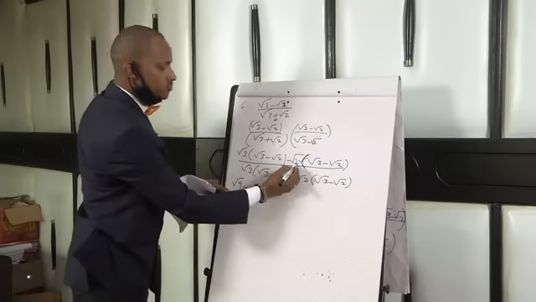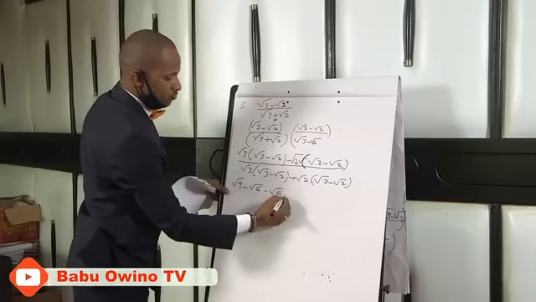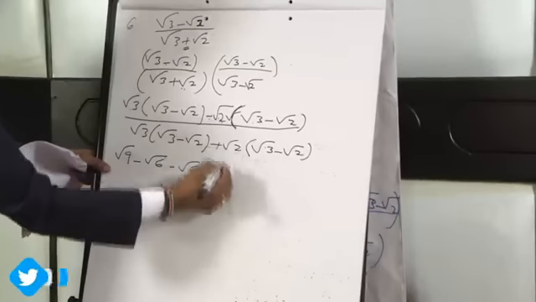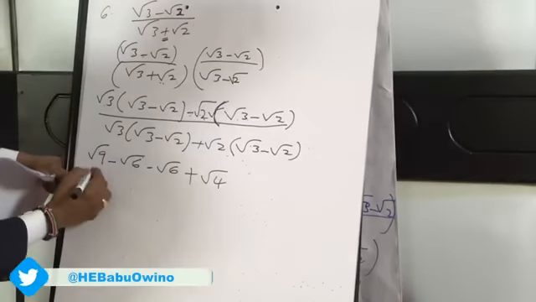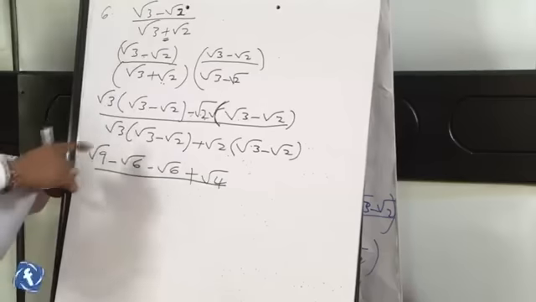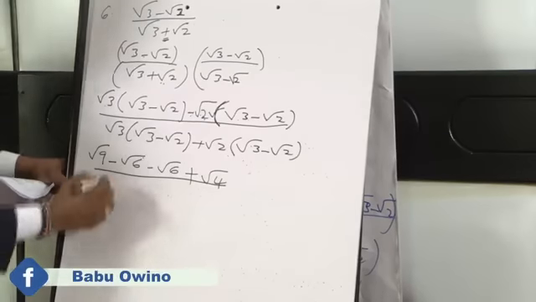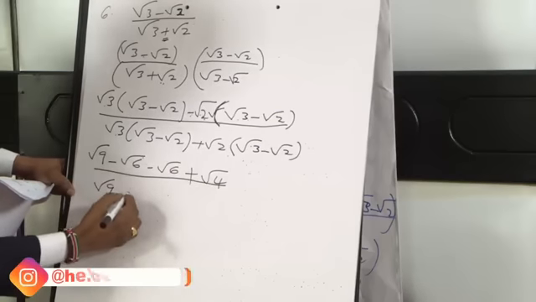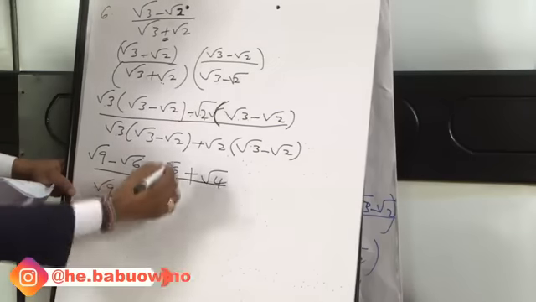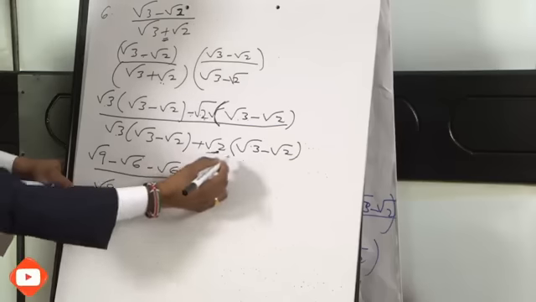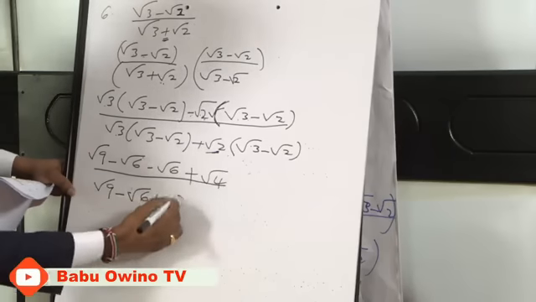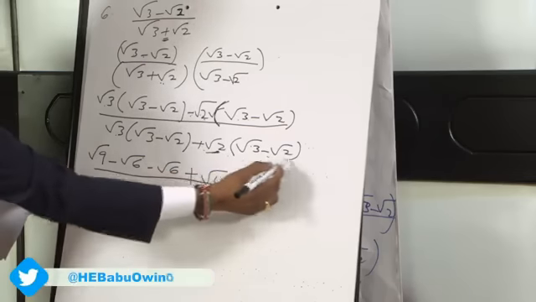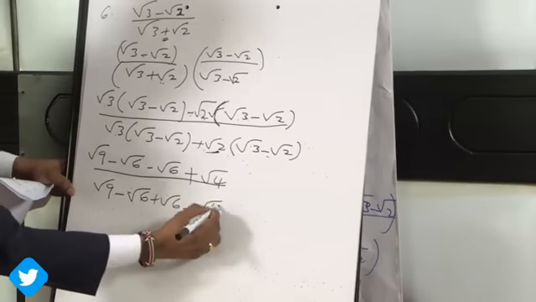Then minus root 2 times minus root 2 gives plus root 4, since minus times minus is plus. Then you divide it by the denominator: root 3 times root 3 is root 9. Root 3 times minus root 2 is minus root 6. Root 2 times root 3 is plus root 6. Then plus root 2 times minus root 2 is minus root 4.